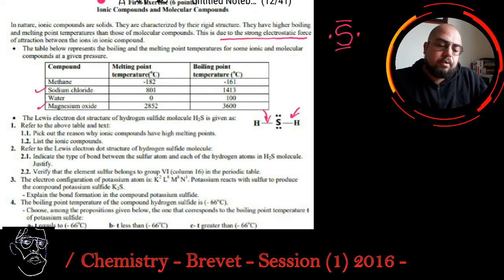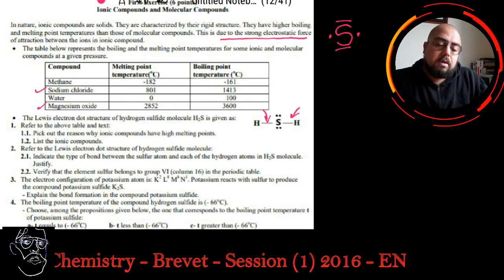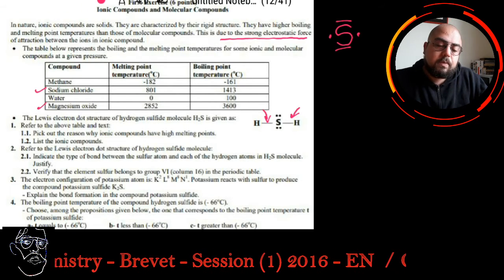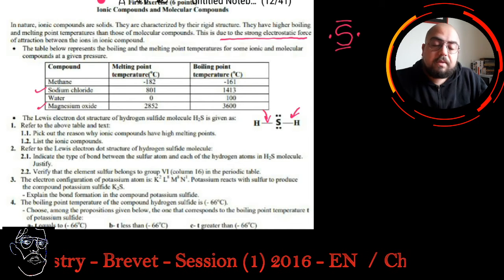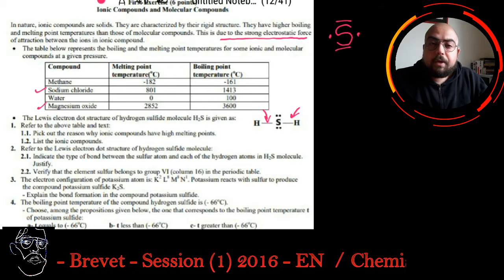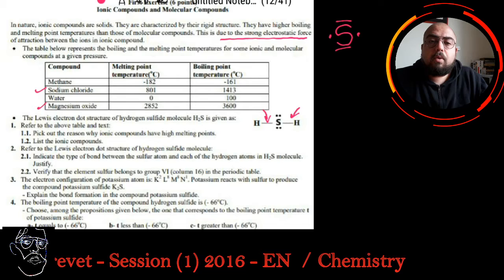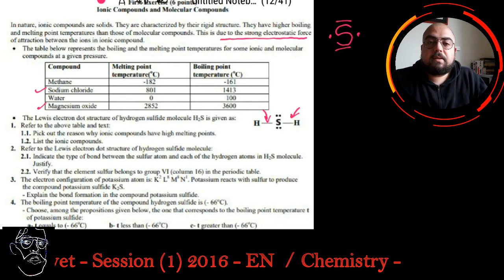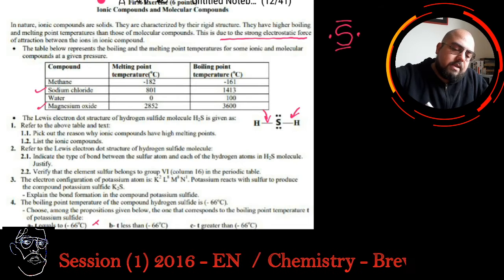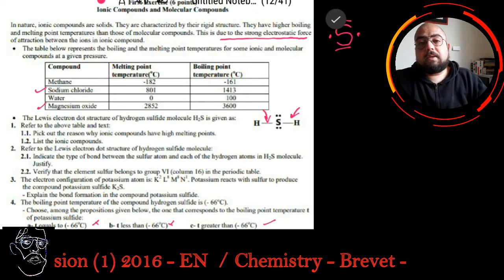The boiling point temperature of the compound hydrogen sulfide is minus 66 degrees Celsius. Choose among the propositions given below the one that corresponds to the boiling point temperature of potassium sulfide. So, potassium sulfide is an ionic compound. It will have a boiling point which is higher than minus 66 degrees. So, equal to no, less than no, so it will be higher than minus 66 degrees.